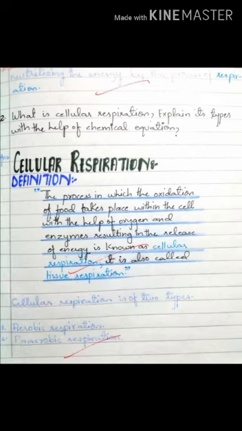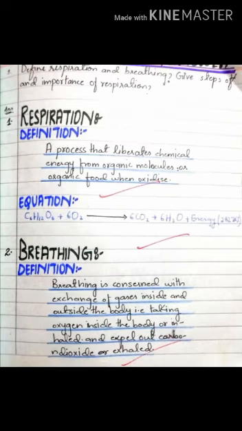Respiration is of two types. Cellular respiration, also called tissue respiration, takes place within the cell. It is the actual process which liberates energy. It usually requires oxygen and is called aerobic respiration. Sometimes it takes place even in the absence of oxygen and is called anaerobic respiration.